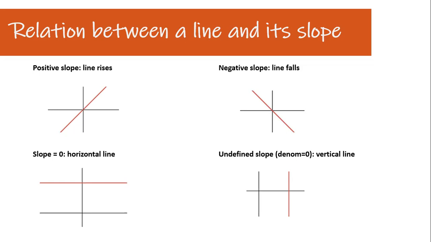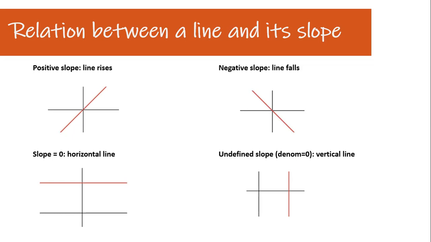The opposite is a negative slope. In that case, the line falls. As you increase your x, your y is actually falling. A slope equals 0 is a special case. That is that horizontal line that we saw at the very beginning when we were talking about our examples. It is a linear function.